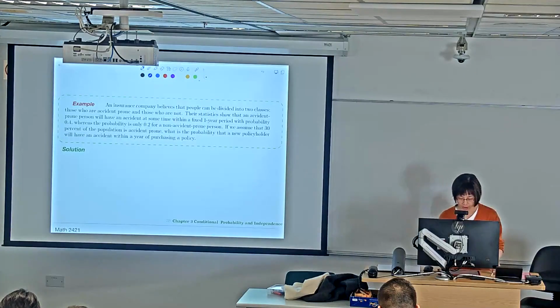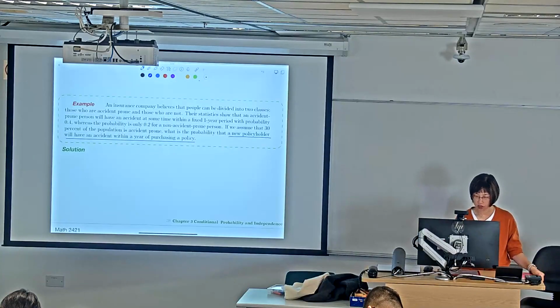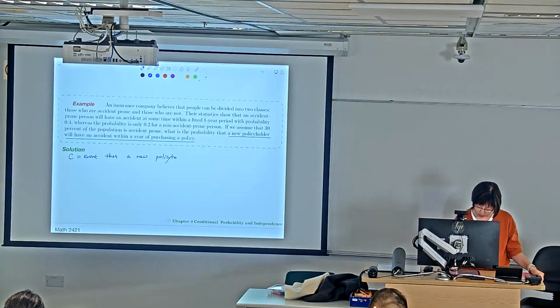Okay, so first let's denote the event we are interested in. This is a new policyholder having an accident within 1 year of purchasing a policy. It's long, so let me use C for this event: a new policyholder will have an accident within a year of purchasing a policy.